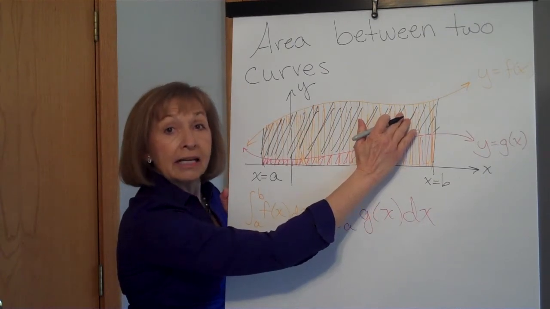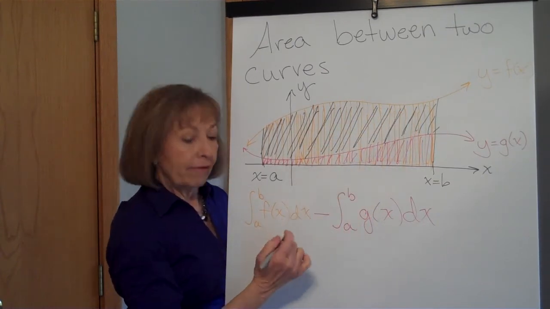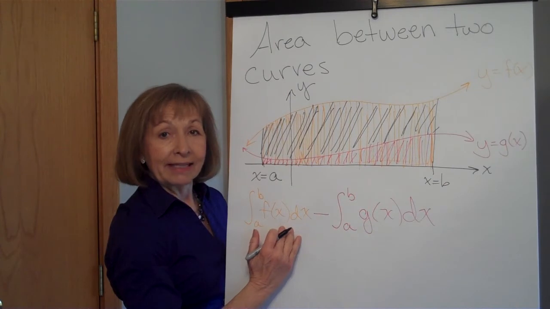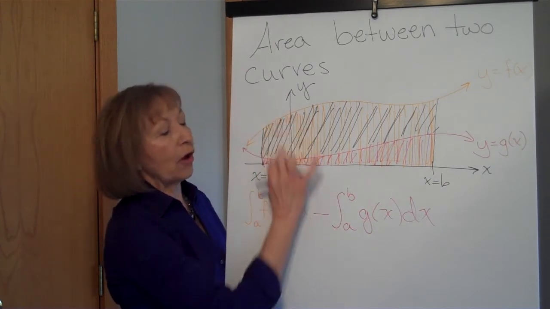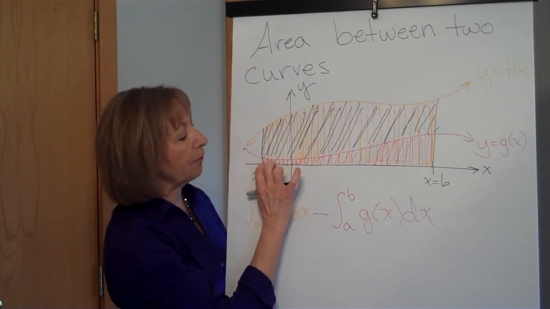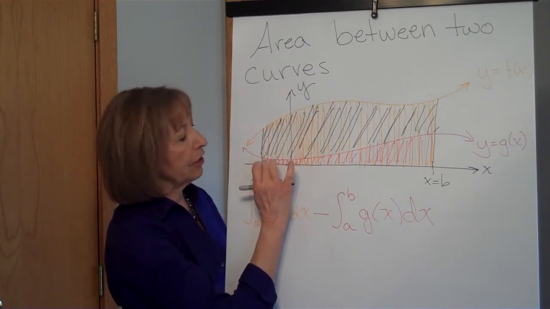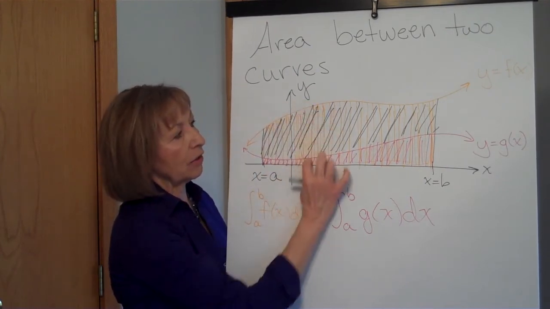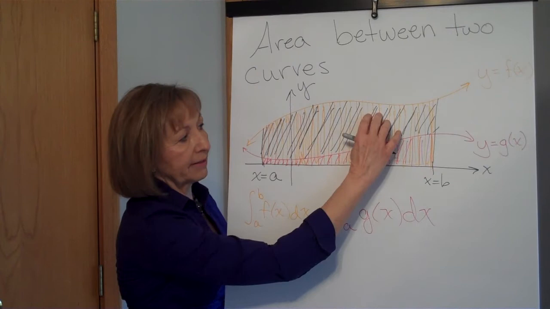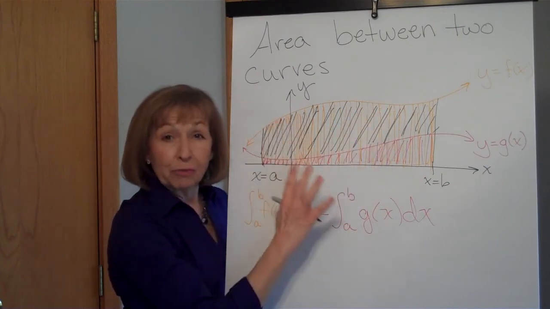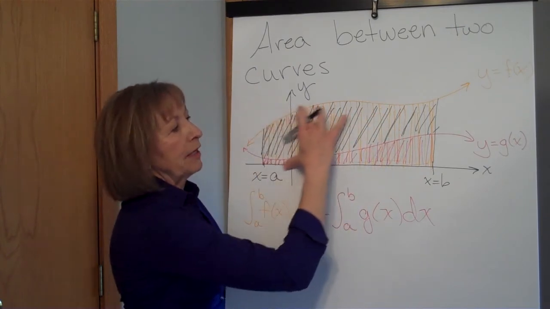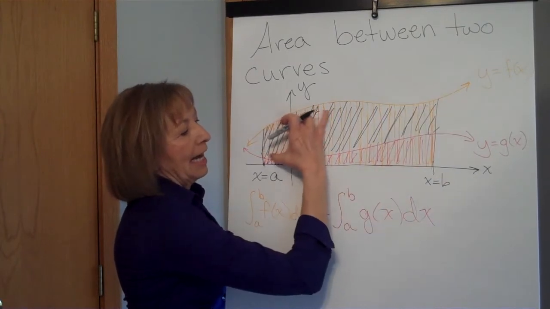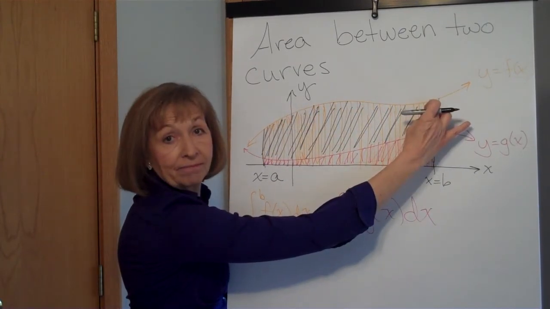Now recall that the definite integral from a to b of f of x dx adds up all of the function values from the x-axis to the curve. So it would be from the x-axis all the way up to f of x. But that would be too much. That would give me all of this region, and I want just this region.